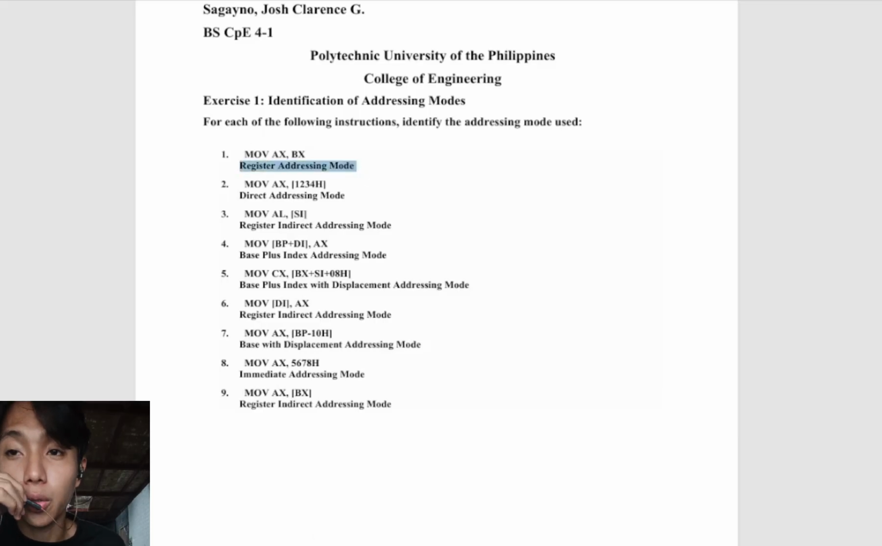register addressing mode. This is because both AX and BX are registers inside the CPU. The CPU is just transferring data internally from one register to another. That's my number 1. So coming to number 2, which is mov AX, [1234H].